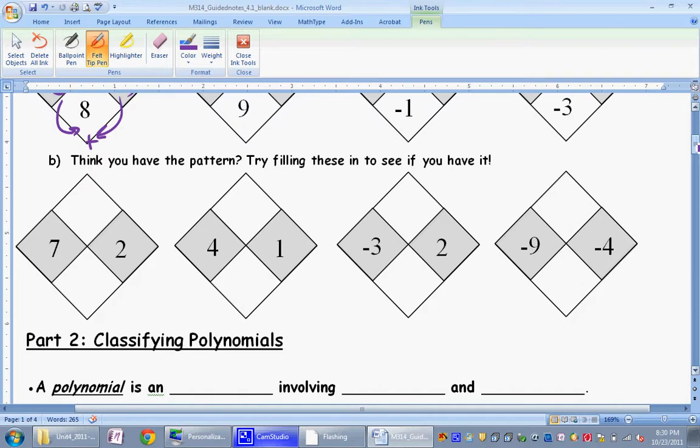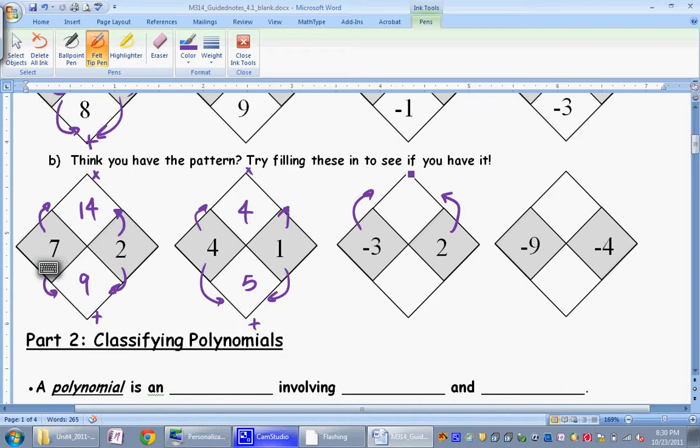Alright, welcome back. So what you guys did is you multiplied to get the top number, 14, and you added to get the bottom number, which is 9. And you did that for all of those. 4 times 1 is equal to 4. 4 plus 1 is equal to 5. And same thing throughout. Negative 3 times 2 is negative 6. Negative 3 plus 2 is negative 1.